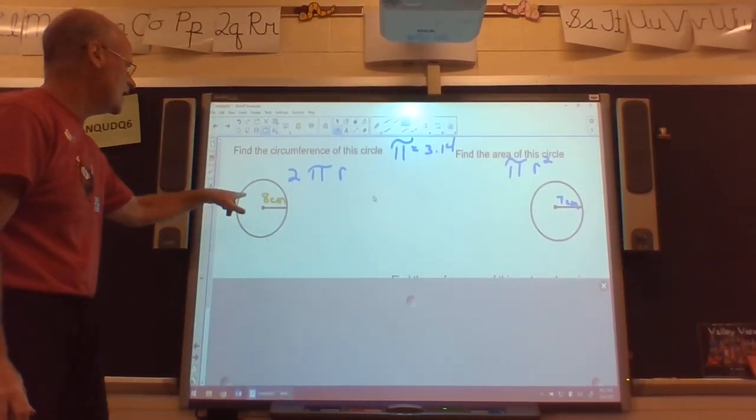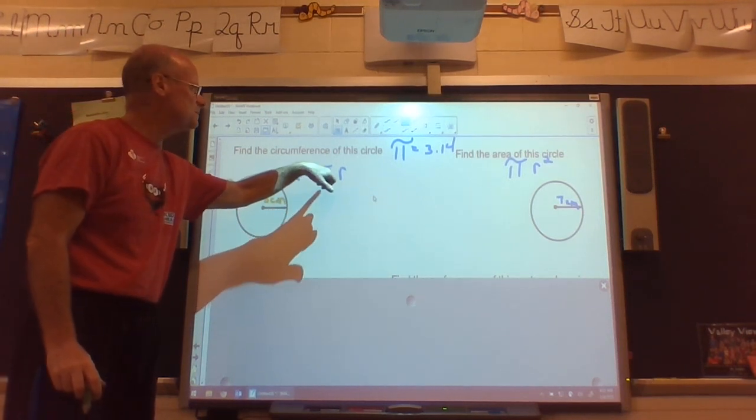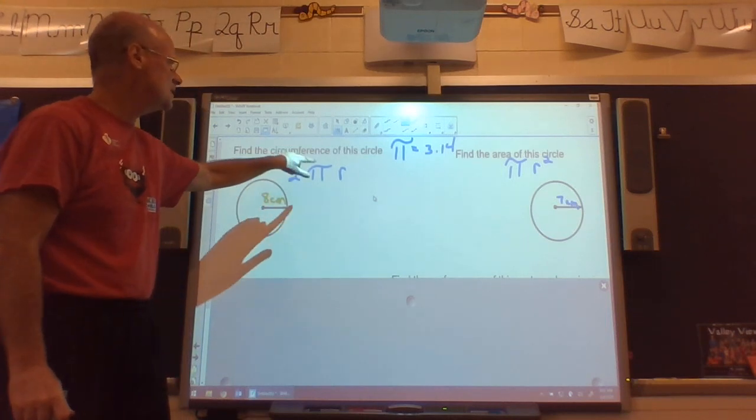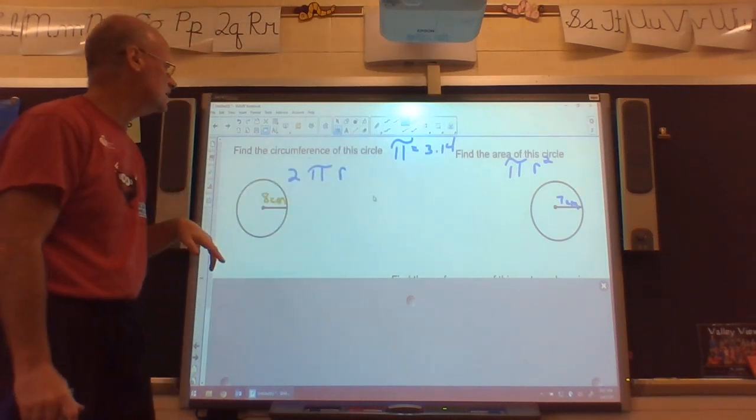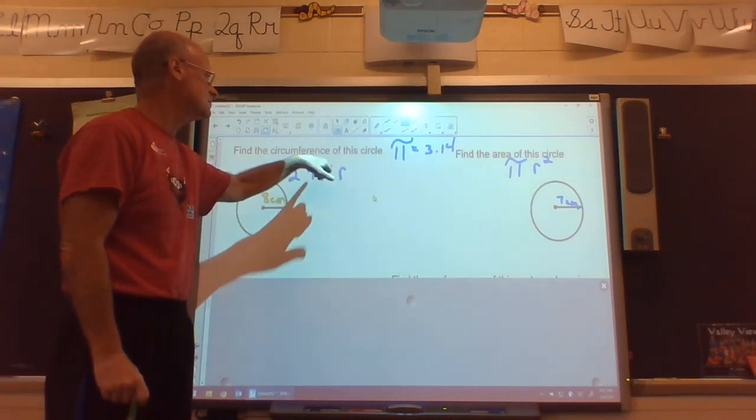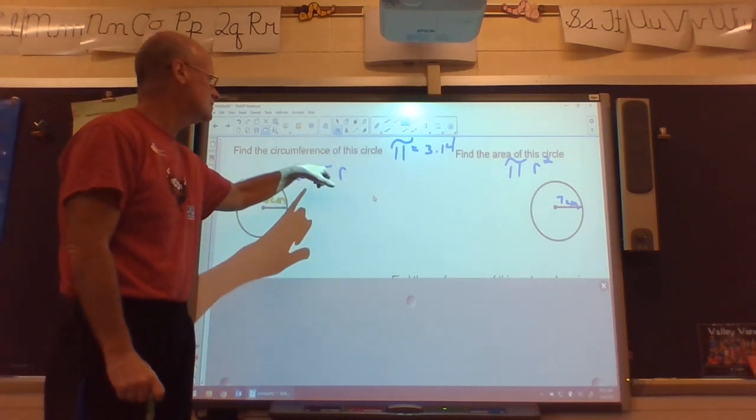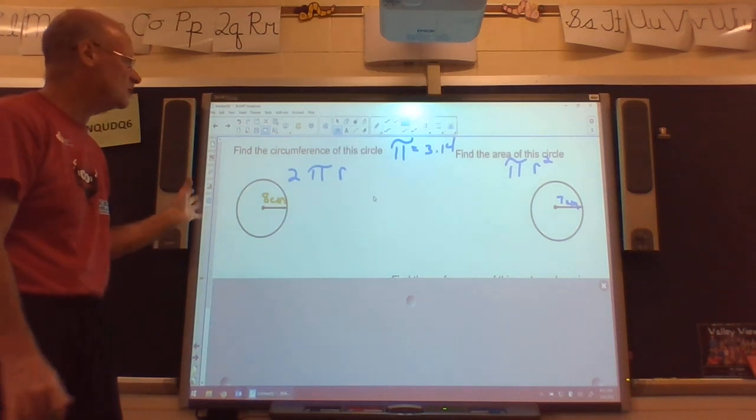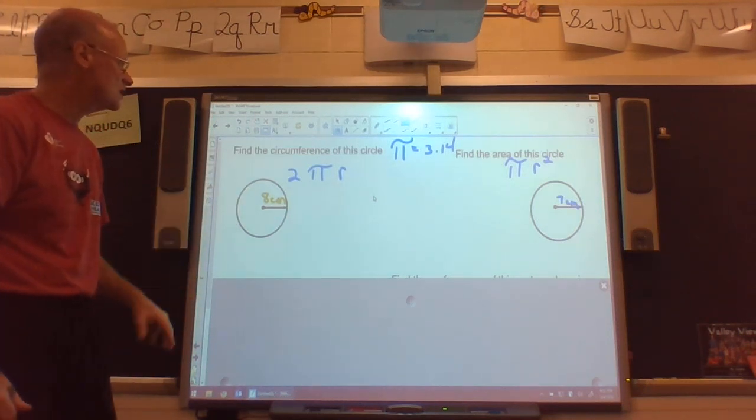It's working again. So I have 8 centimeters. I have to do 2 times pi times the radius. Now, since this is a multiplication problem, I can do 2 times pi and then multiply by the radius, or I can do 2 times the radius and multiply by pi, or I can do the radius times pi and multiply that by 2. Doesn't matter. I'm multiplying 3 numbers together, so I can do any of them.